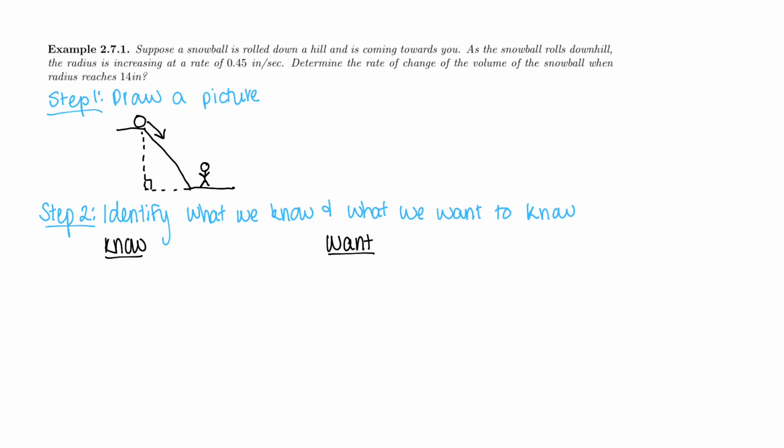Typically the information you're given is the numbers. There are numbers in this original problem, so I'm just going to look at the numbers. We have the radius increasing at a rate of 0.45 inches per second. And then it specifically asks me to determine the rate of change of the volume of the snowball when the radius reaches 14 inches. So in terms of what we know, the only thing that we know for a fact is that the radius is increasing at a rate of 0.45 inches per second.